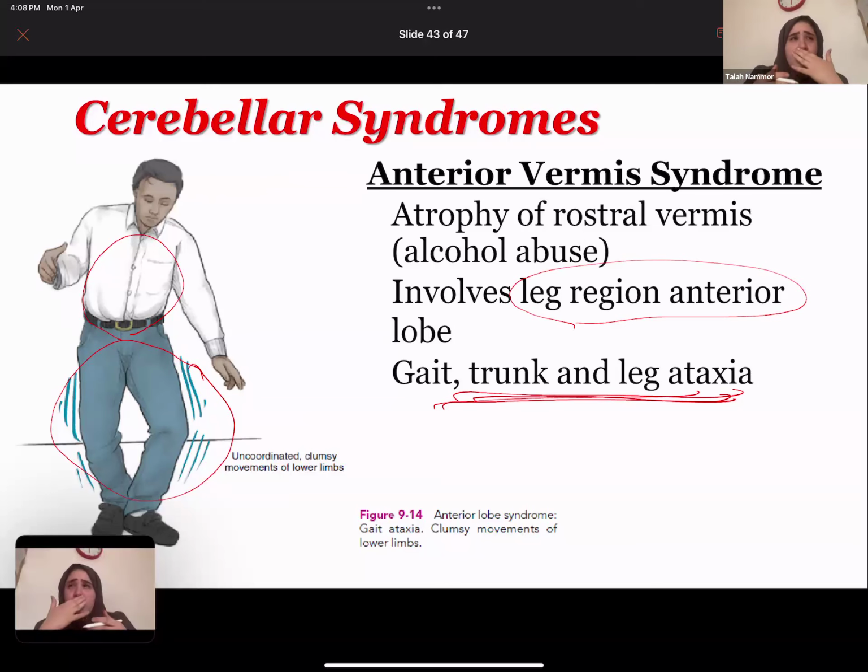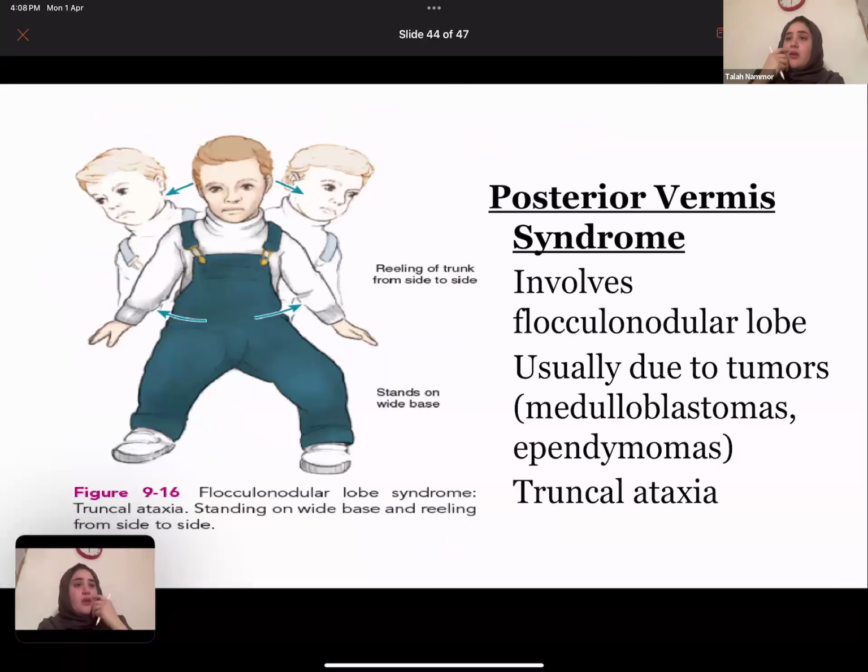You know an ataxic gait is basically a gait that is not normal. What's gait? It's the way we move. So an ataxic gait is going to be uncoordinated, unbalanced, and so on. So for anterior vermis syndrome, just know it's related to alcohol abuse. We're going to have leg ataxia and trunk ataxia, so we're going to have clumsy movements of the lower limbs. Moving on, we have posterior vermis syndrome.